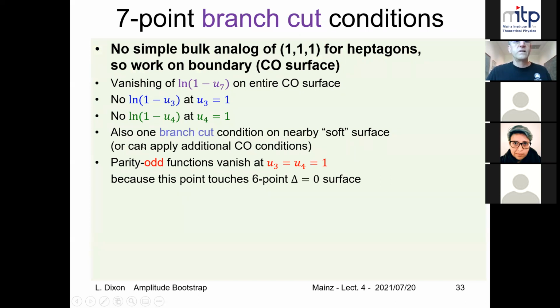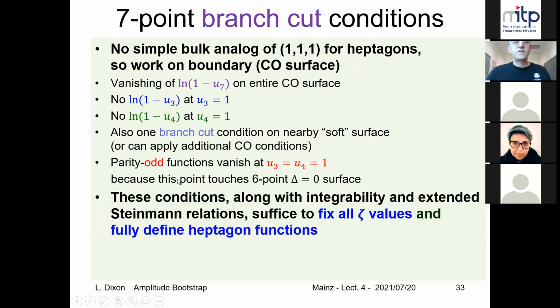And by applying these various branch cut conditions, along with integrability and the extended Steinmann relations, we're able to fix all of the zeta values that don't show up at symbol level, but have to be fixed at function level. And so we can fully define the heptagon functions through their values on this CO surface.